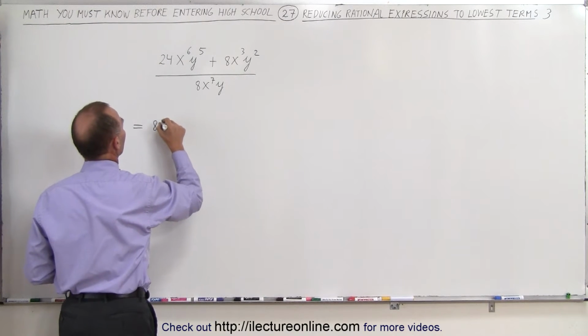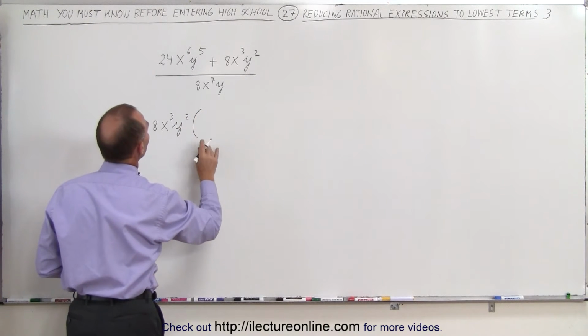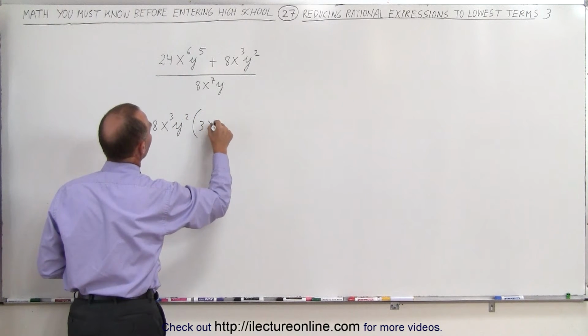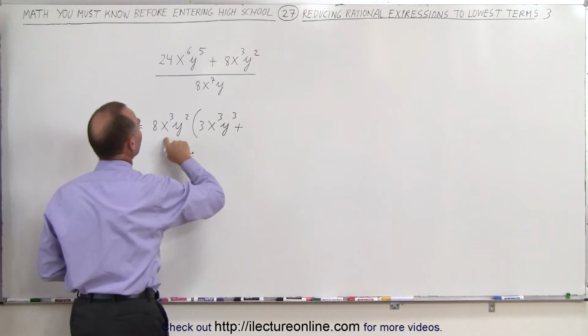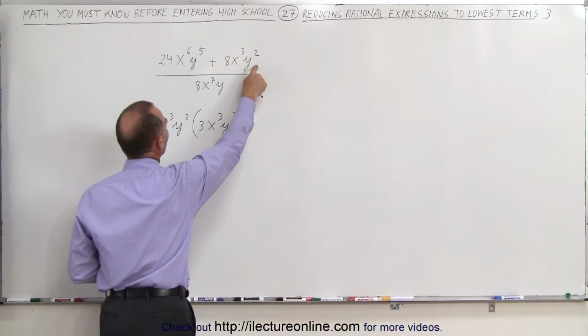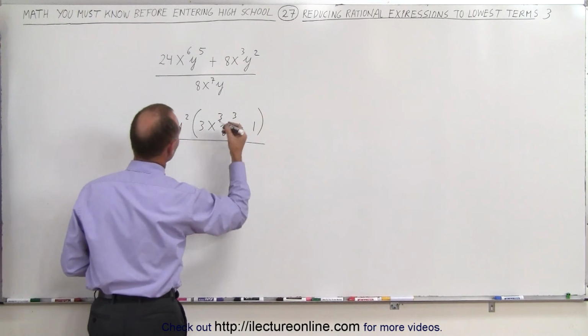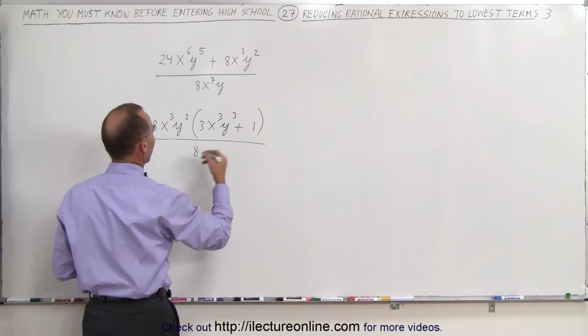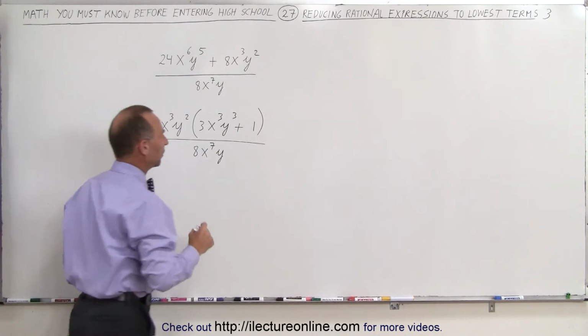an 8, an x cubed, and a y squared, which leaves us in the numerator with 3x cubed y cubed plus, well, I factored out an 8, an x cubed, and a y squared. That means plus 1 in the numerator. And in the denominator, I don't have anything to factor out. It's simply 8x to the 7th y to the first power.